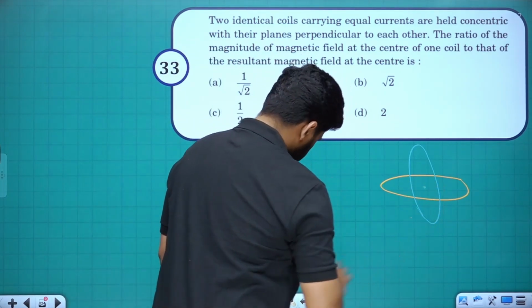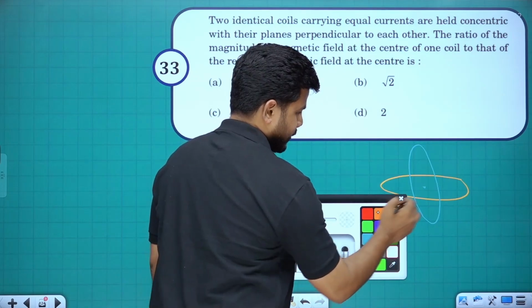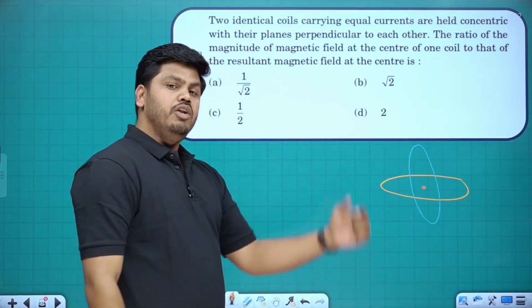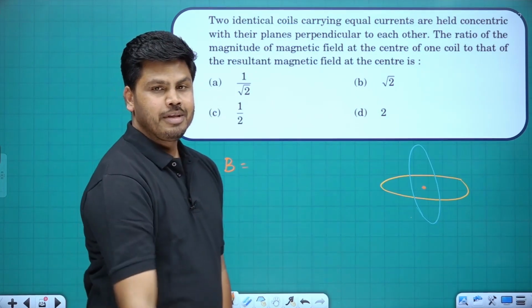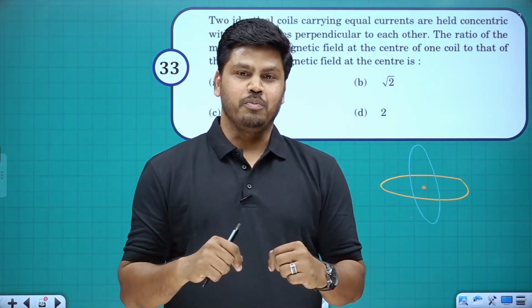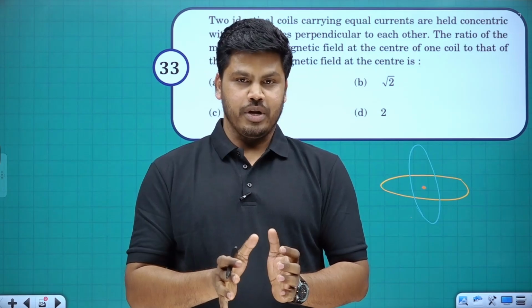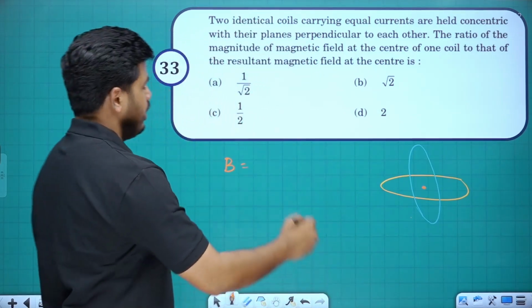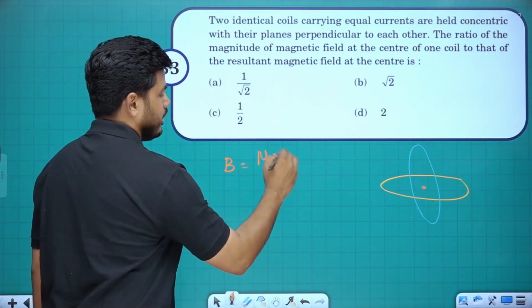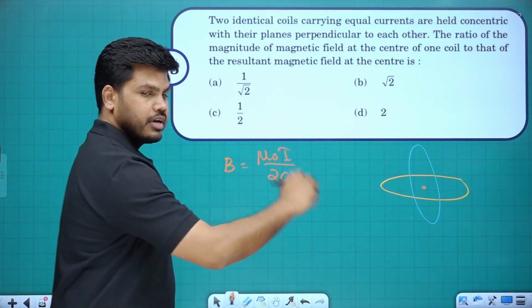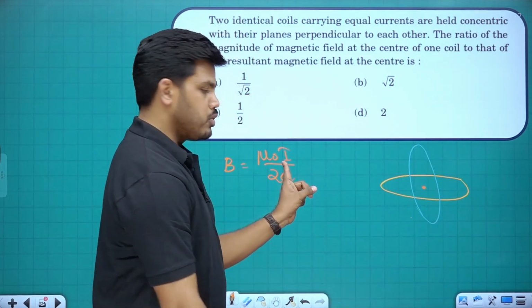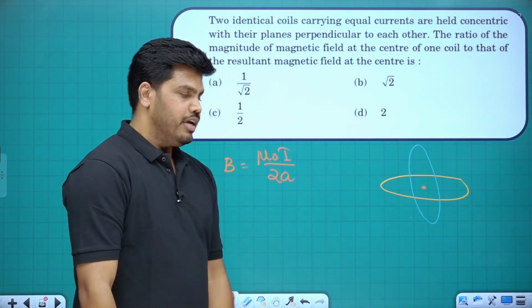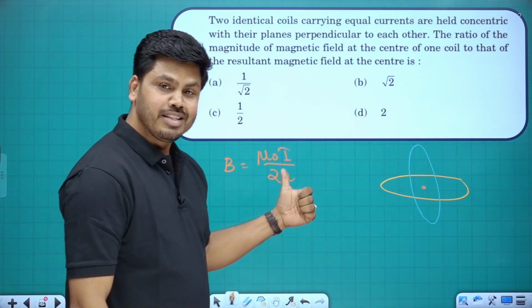See, we know they are identical loops. We know what is the magnetic field B at the center of a loop. It is an application of Biot-Savart law, right? We had an equation: B is equal to mu naught I by 2A. Correct? If you have only one single turn, it is mu naught I by 2A. If you have N number of turns, mu naught N I by 2A. That is the expression for magnetic field at the center.